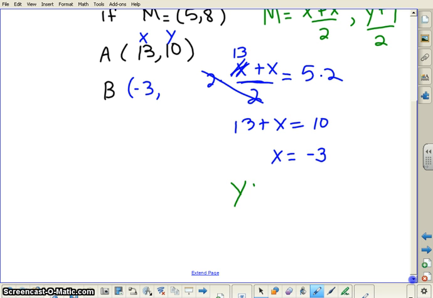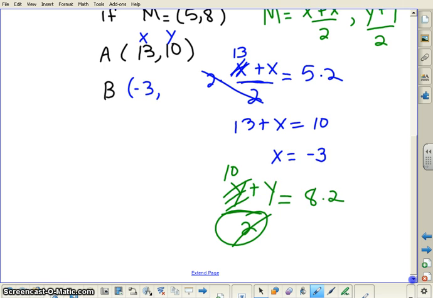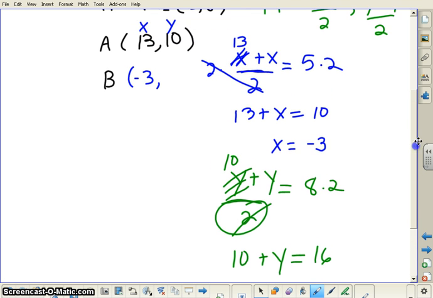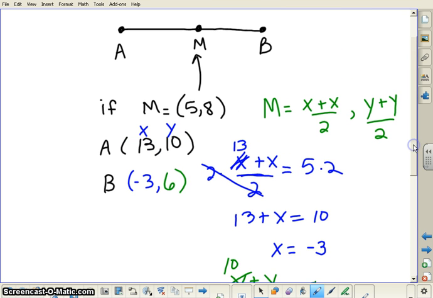Okay, so y plus y divided by 2 is supposed to give me what number? 8. So what's my current y coordinate? 10. So how do I get rid of the 2? So 10 plus y equals 16, so y equals 6. So the other endpoint that we were looking for is (negative 3, positive 6). And we already knew that this one was (13, 10).